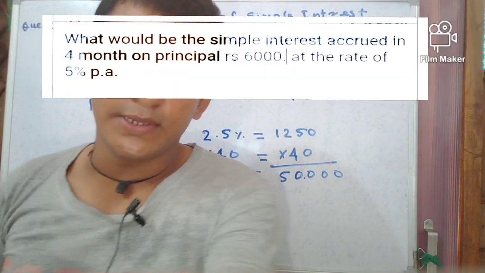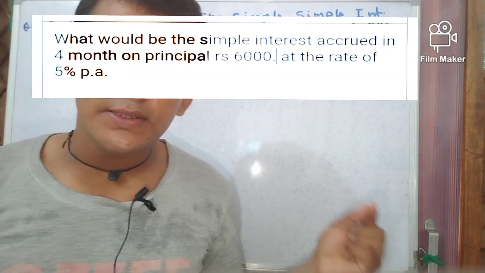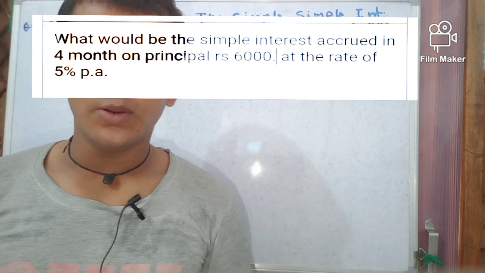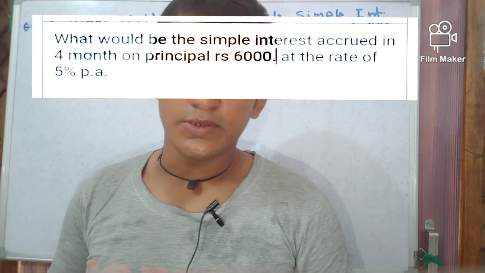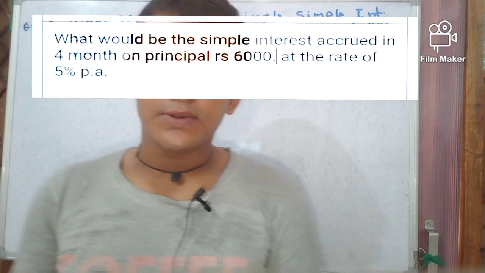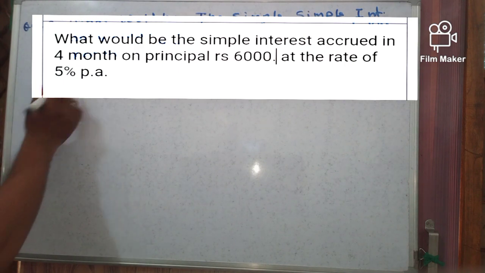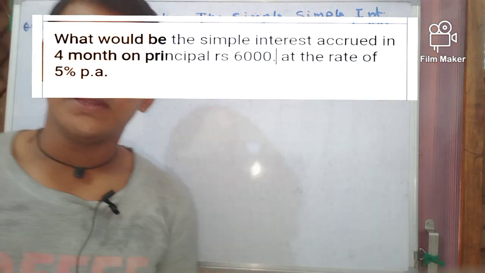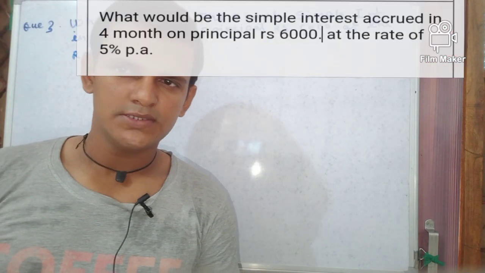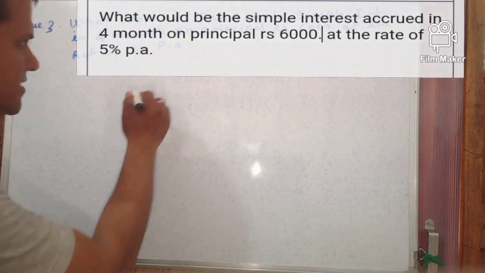Question number 3. Friends, read this question very carefully and solve it. This is a very easy question. Okay, so let's solve it. Our target is to find only the simple interest. What would be the simple interest? So for simple interest, read right here.